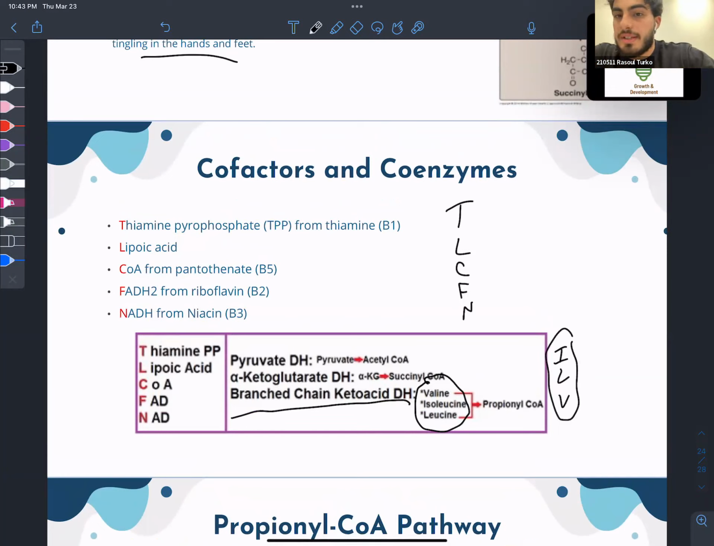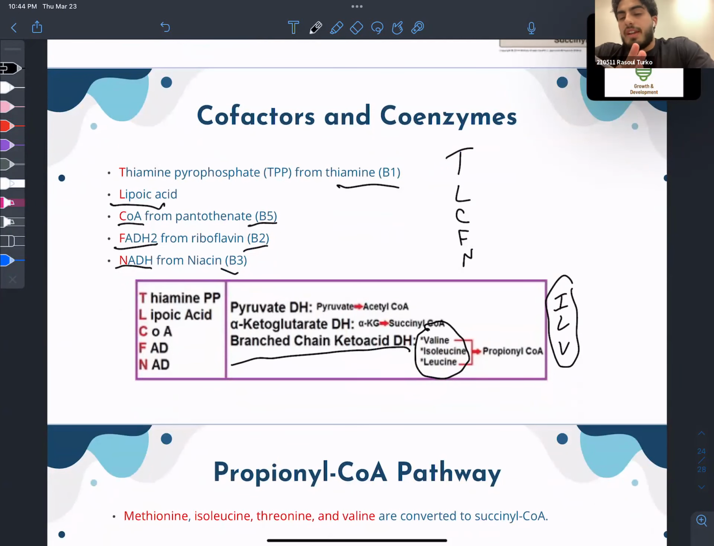need those cofactors, TLC for Nancy, which are thiamine pyrophosphate or thiamine B1, lipoic acid, CoA or B5, FADH2 or B2, and NADH or B3. Okay. So again, it's just branch chain amino acids. Those three amino acids require those 5 different cofactors.